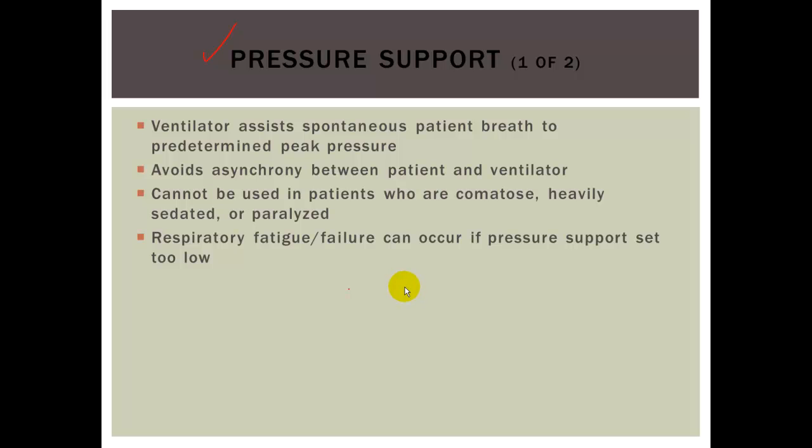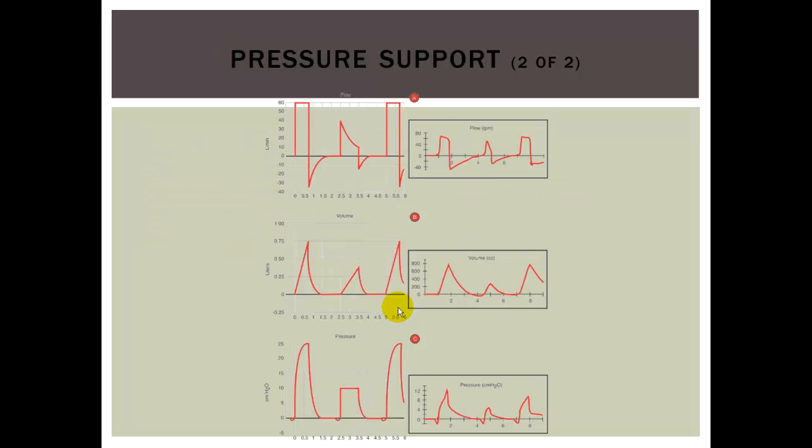Cannot be used in patients who are comatose. So if they're completely out and they don't have their own respiratory drive, this is not the mode, because this is going to be off of their initiation and will synchronize the ventilation with them. Heavily sedated or paralyzed patients. Respiratory fatigue and failure can occur if the pressure support is set too low, and that's because it will not initiate a ventilatory cycle. And this is pressure support. These might be spontaneous on here. This one was initiated by the patient.